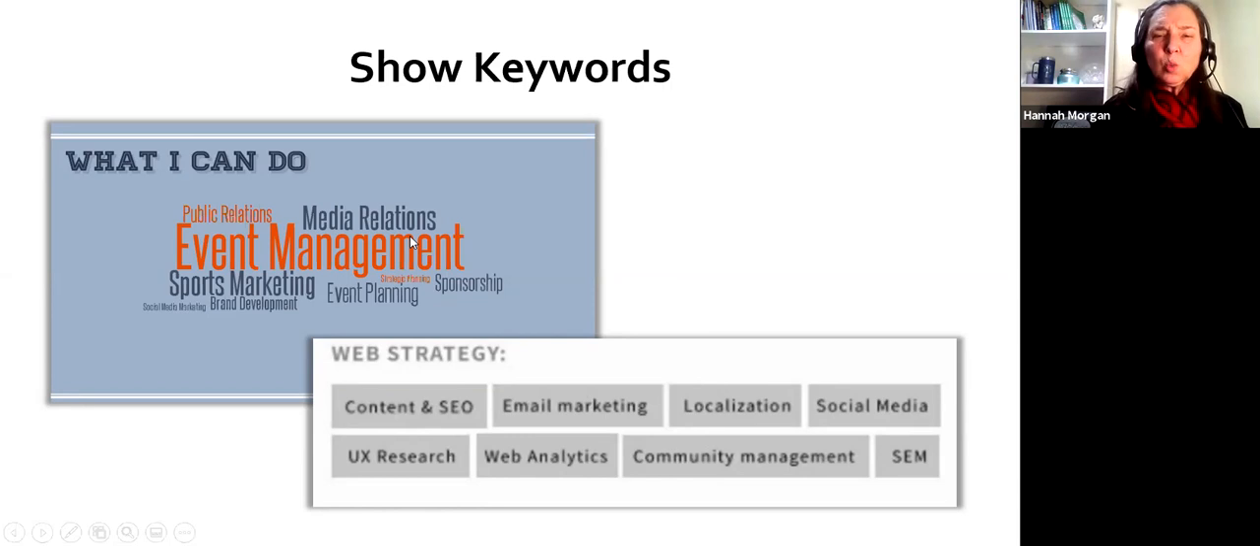We want to make sure that we're using infographic elements that are contemporary, that aren't dated or have fallen out of favor. And I tend to think, we still see some word clouds, but they're not as popular as they used to be. But it's a great way for you to show all of those keywords that you want to make sure people see on your resume.